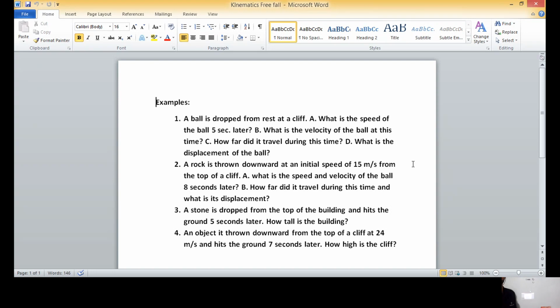So our given is the initial speed. Unlike the problem before, the ball was thrown, meaning binato siyang pababa. Before, binitawan lang siya, so hindi siya gumagalaw, it is from rest, so zero yung velocity niya. Now, ito binato, so meaning initial velocity natin is 15 meters per second. And then your time is also given, 8 seconds. Now again, our G, since it is going down, is negative 9.81 meters per second squared.